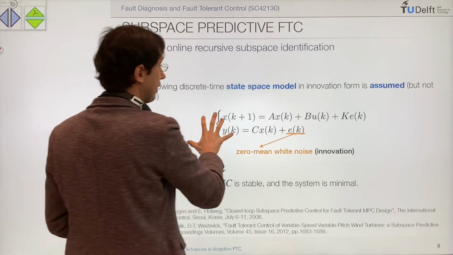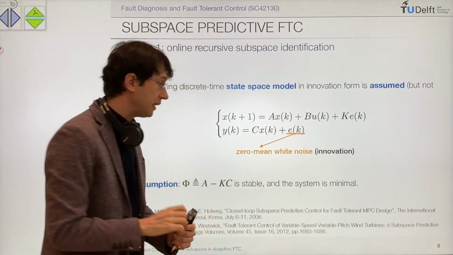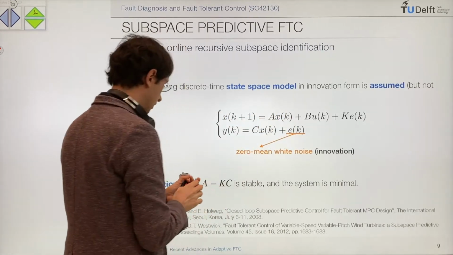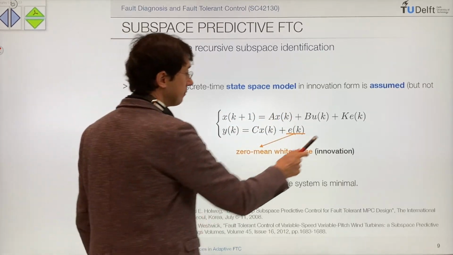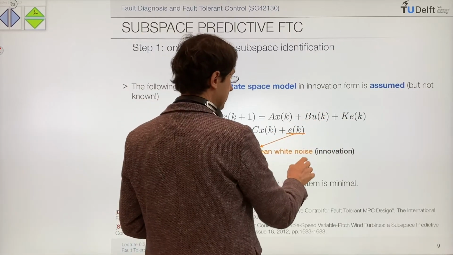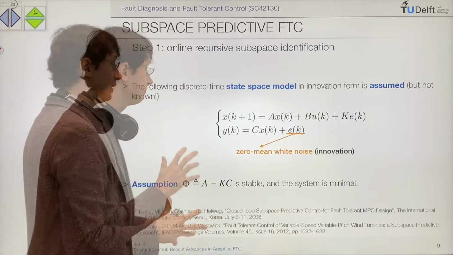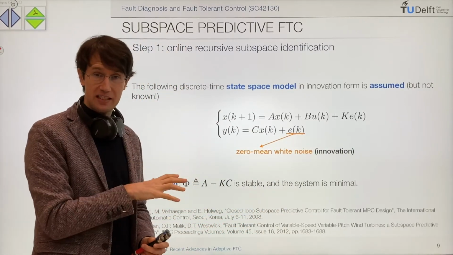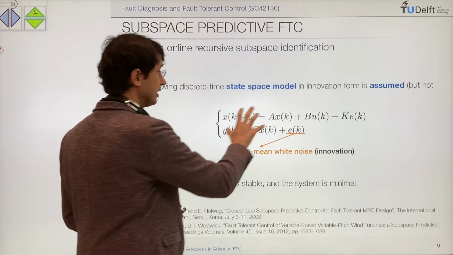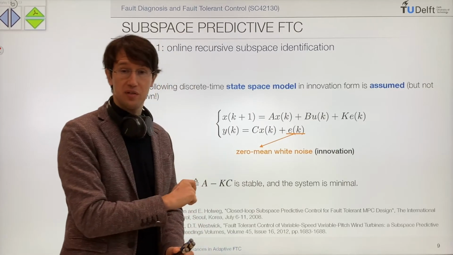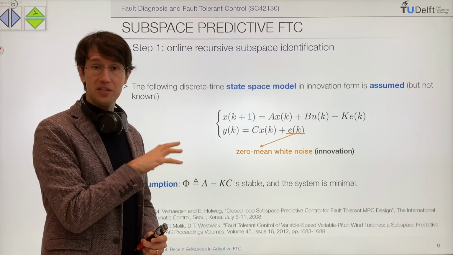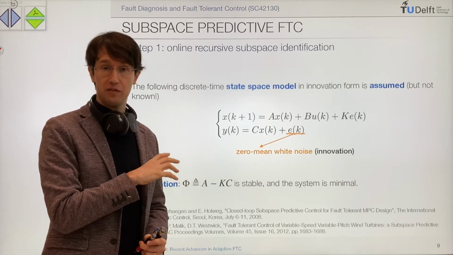And the assumption is to have this linear system in innovation form. So you see usual terms here. The only novel part is the term E. E is zero mean white noise, which is also called innovation. Anyway, we write this, but we don't know yet the values of these matrices. So we are not assuming that we know this model. We just assume that a model in this form is suited to represent the dynamics of the plant.